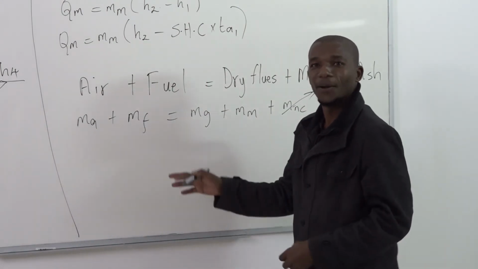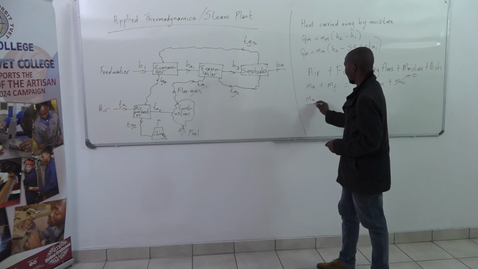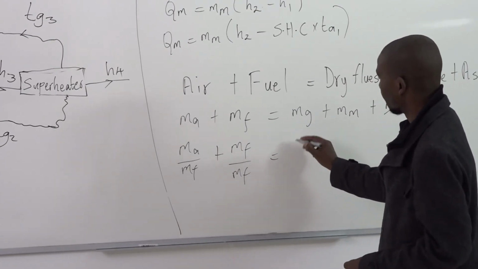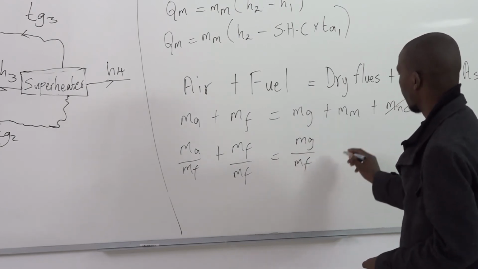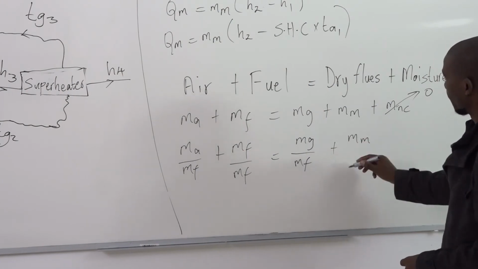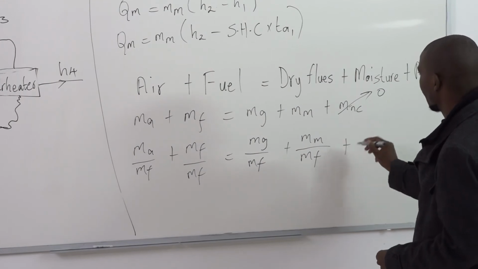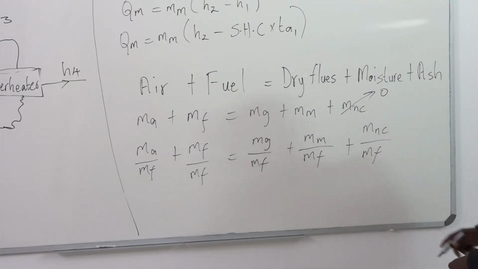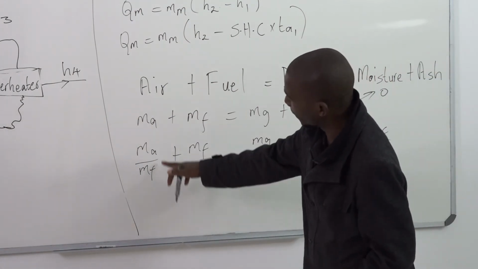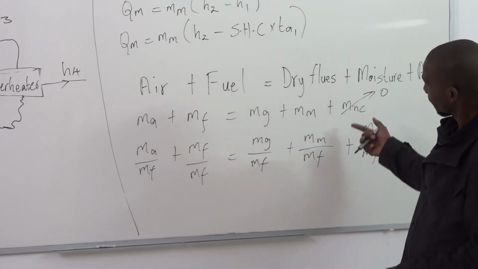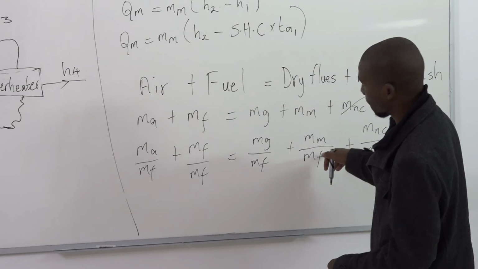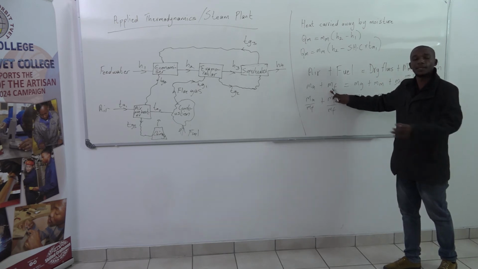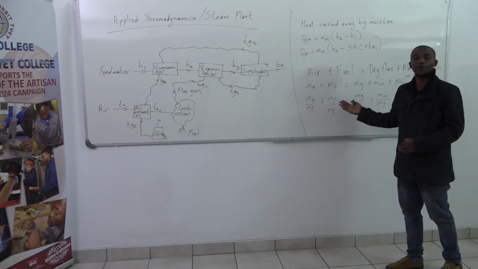And then you can divide all through by MF. Say MA over MF plus MF over MF is equal to MG over MF plus mass of moisture over the mass of fuel plus the mass of ash or the mass of non-combustibles over the mass of fuel, because in most questions you are given the mass of air per kilogram of fuel. And then again, you might be given the mass of moisture formed per kilogram of fuel used. That's why I've divided both sides of the equation by the mass of fuel used, because in most questions this mass is given per kilogram of fuel.